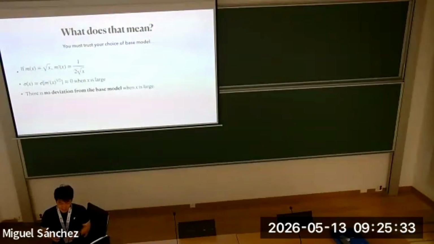So basically what it's saying is when x is large, there's no deviation allowed in your model. You must trust your base model because that is exactly describing the functions when x is large. And that is a huge assumption we must be aware of.